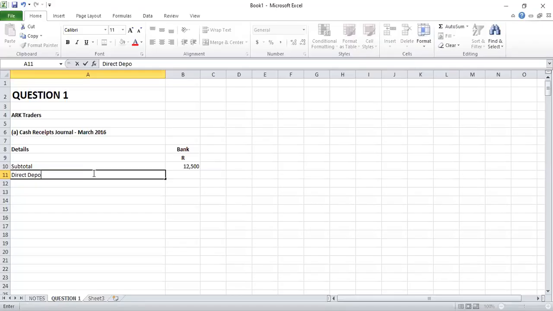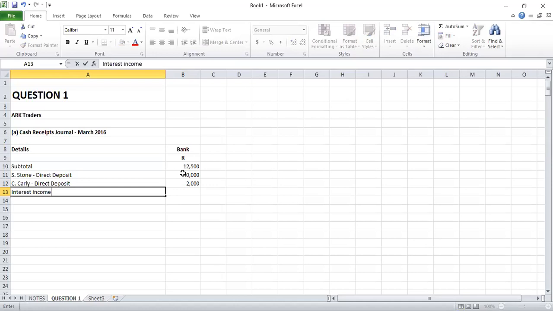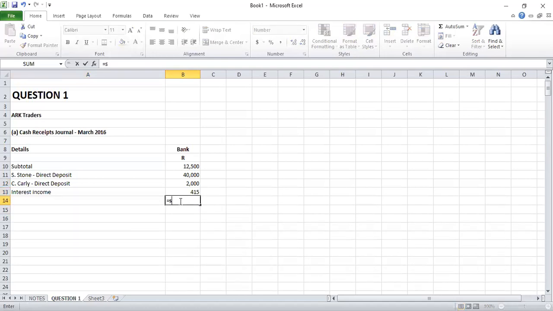So we're going to have direct deposit, that's Eston, $40,000. We have direct deposits, 2,000. We have interest income, 415. Then our total, this will give us our total. That's it.